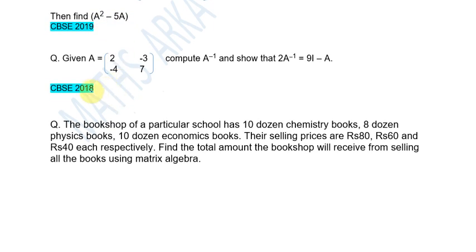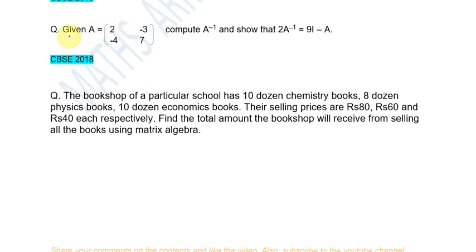Okay, now the next question that we have is: given A, compute A inverse and show that 2A inverse is equal to 9I minus A. One method is to compute this A inverse, put it over here, and then check that the left hand side is equal to the right hand side. I can also think of a shortcut method, which could be useful to you. So I will just drop you a hint so that it is much easier for you.